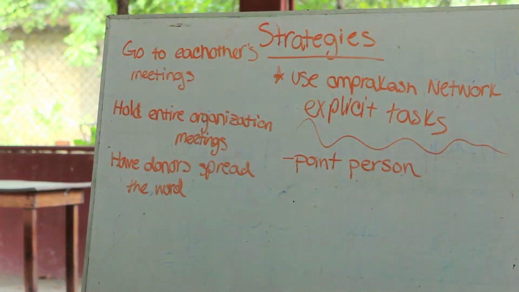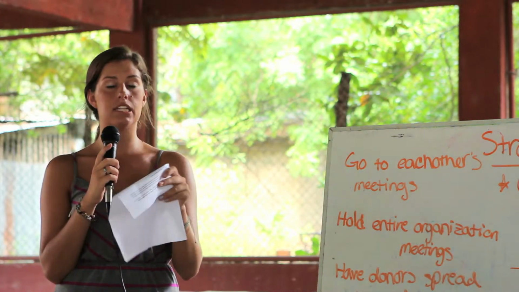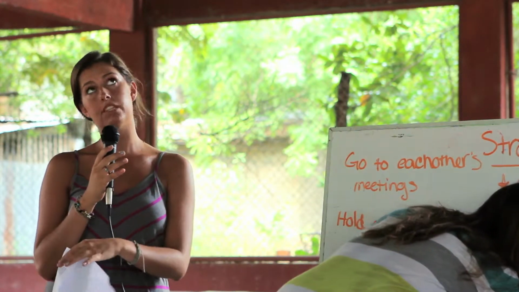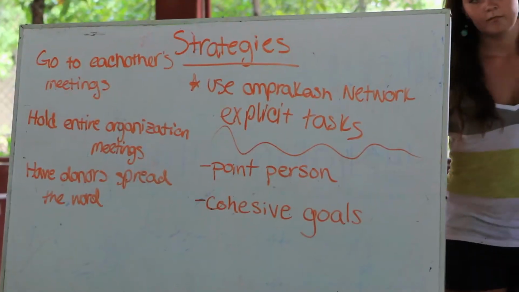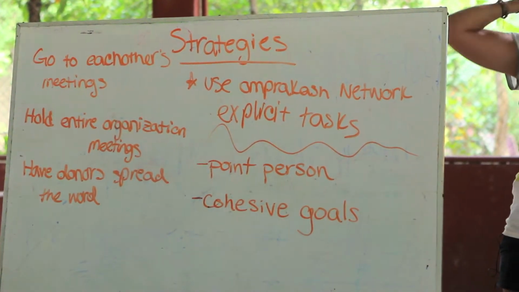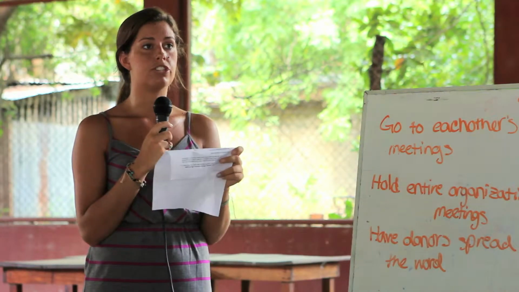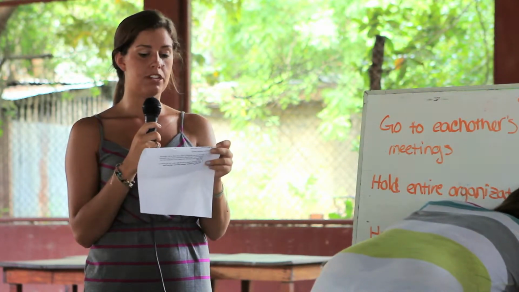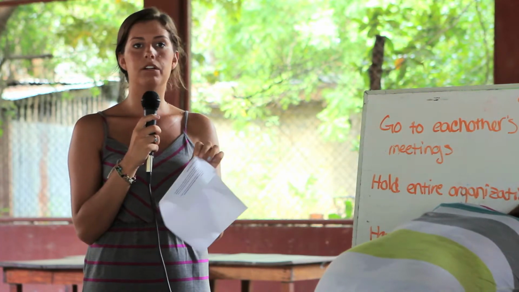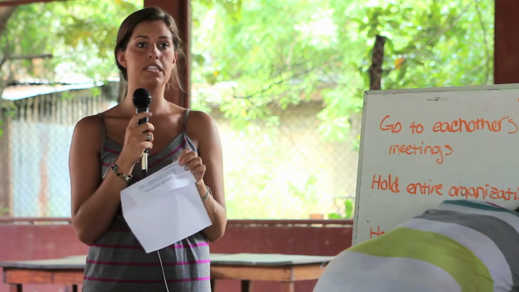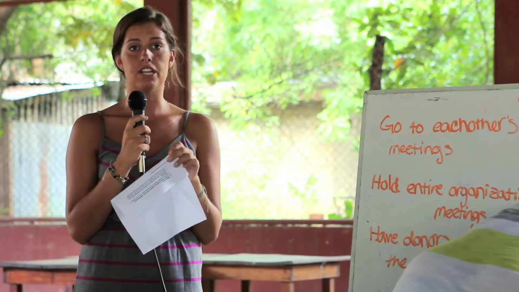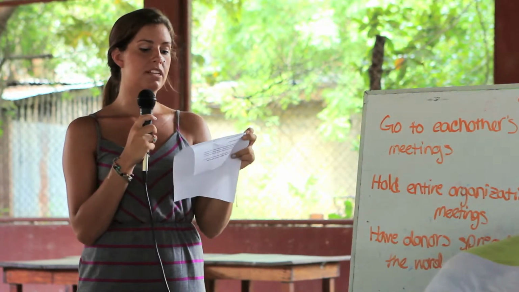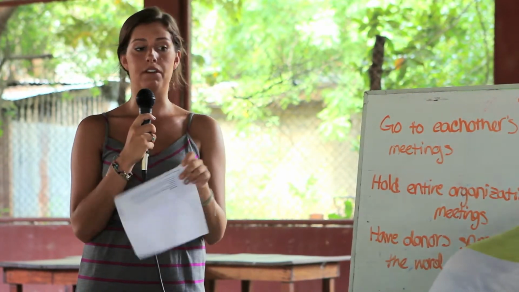A second strategy is to create cohesive goals for the specific project or for the specific fundraiser or event that you're holding. And another strategy is to always consider the other team. Whenever you have a new project or whenever you get new information, automatically think about how will the communications team or how will the development team be able to use this information, and what do I have to do to inform them of this, and what do they have to do to inform me of other things.